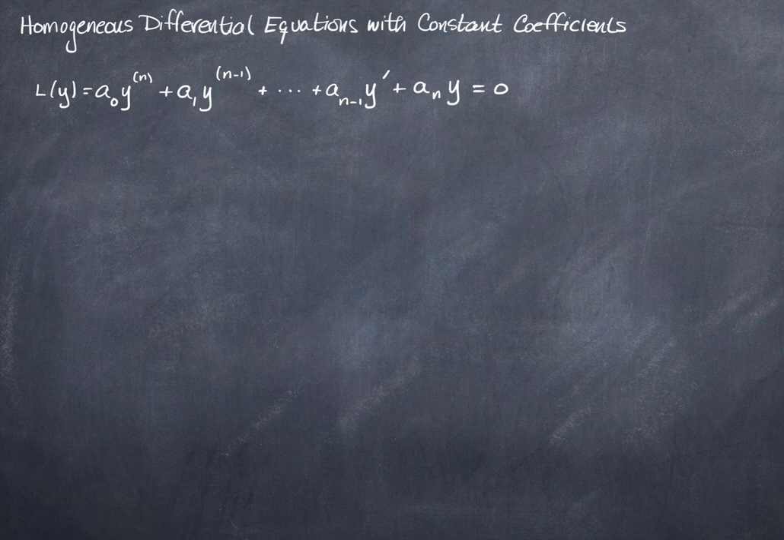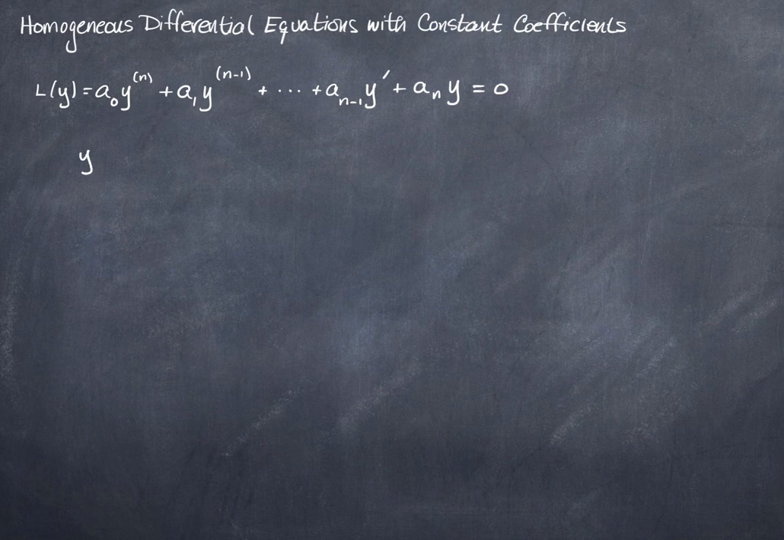And none of these a values is 0. None of the coefficients is 0. So that's what makes this an nth order homogeneous linear differential equation. We also know that the solutions to such an equation are going to look like this.